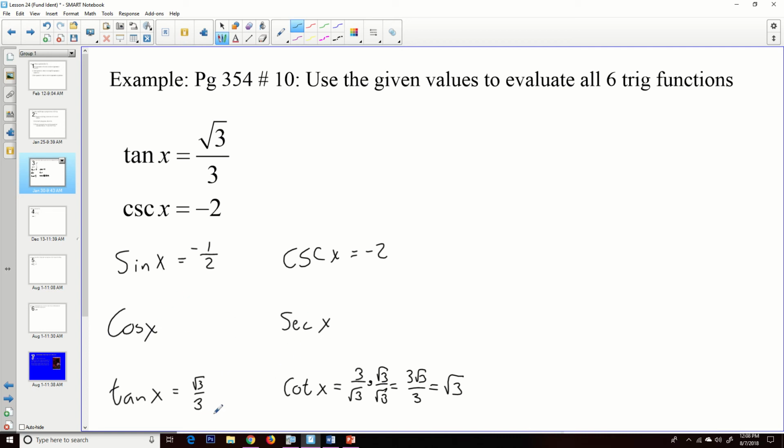So we have to ask ourselves a few things. Where is our angle x? And usually we label angles with theta, but in this particular instance they're labeling it with x, and that's okay. And so we have to ask ourselves, where is tangent positive and cosecant negative, or sine negative? Okay, well, sine is negative in the second and the third and the fourth quadrant, and tangent is positive in the first and third quadrant. So where they overlap is in this third quadrant.